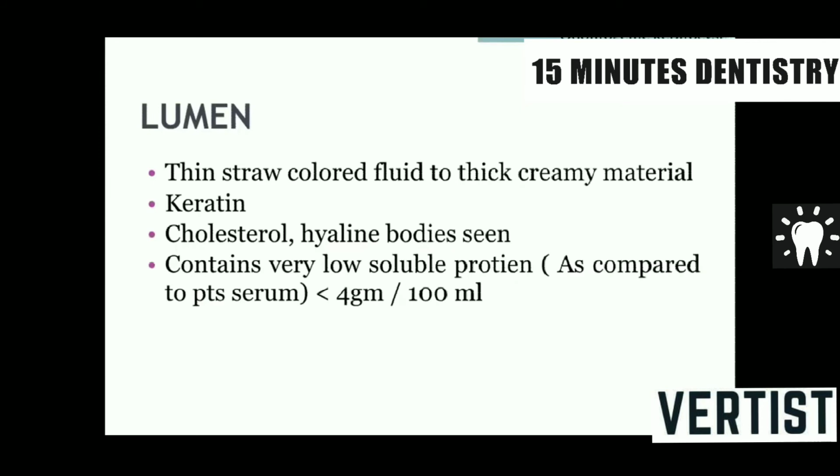The lumen has straw colored fluid, and the characteristic feature of this fluid is that the protein content is less than 4 grams per 100 ml. In case of radicular cyst, this protein content is greater than 5 grams, or greater than 6 to 7 grams per 100 ml. And if you study this protein content, you will know whether it is odontogenic keratocyst or some other cyst.